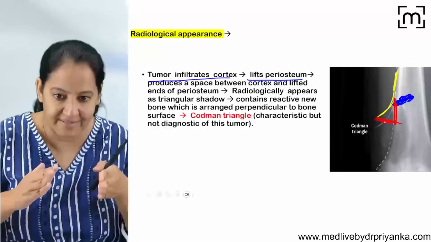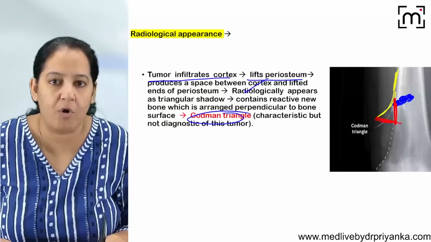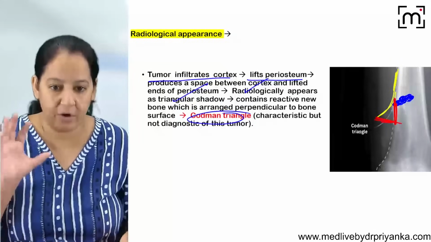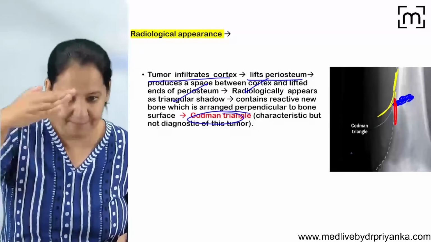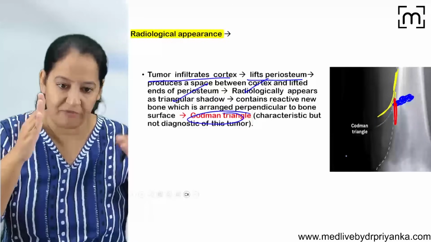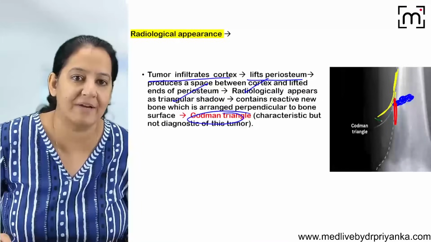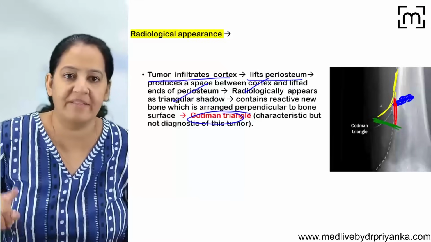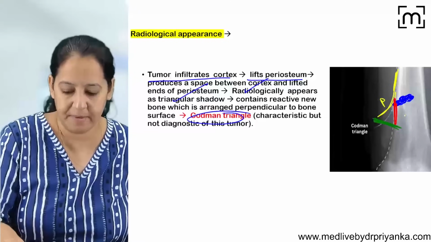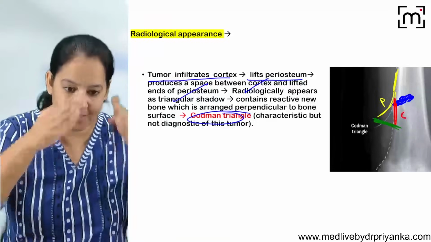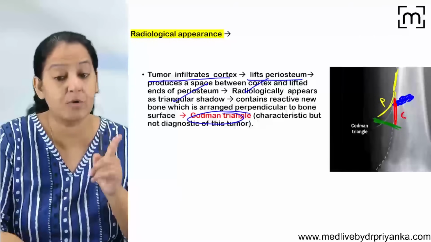It is making a triangle. So this triangle is known as Codman triangle. There is a space between the cortex and the lifted periosteum, and radiologically it appears as a triangle. Appreciate this triangle. The yellow color is the periosteum, the red color is the cortex. After the cortex, the periosteum is lifted by the tumor, and you can appreciate this as a triangle. We can make a triangle between the two things. This is the periosteum, and this is the cortex. The space between the periosteum and cortex makes a triangular appearance, and that is known as Codman triangle.